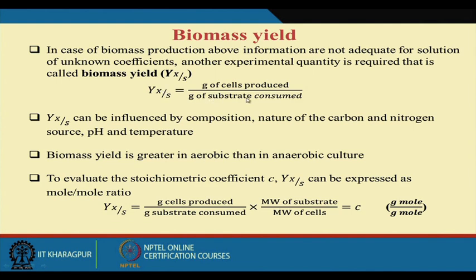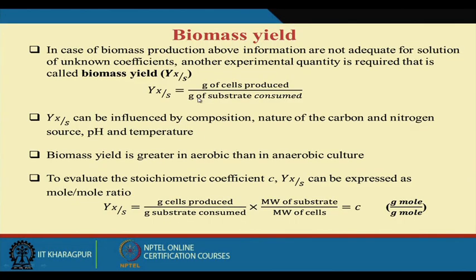Biomass yield we can easily calculate when we carry out any kind of biochemical process. Suppose you carry out a fermentation process, you grow the cell mass inside the reactor, and after some time you take out the cell mass and determine how much cell mass is produced. That is equal to the final cell mass concentration minus the initial cell mass concentration, divided by how much substrate is consumed, that is S0 minus S. S0 is the initial substrate concentration and S is the substrate concentration of the sample that you have taken out from the reactor. So you can easily calculate the yield coefficient. This is grams of cell produced per gram of substrate consumed.